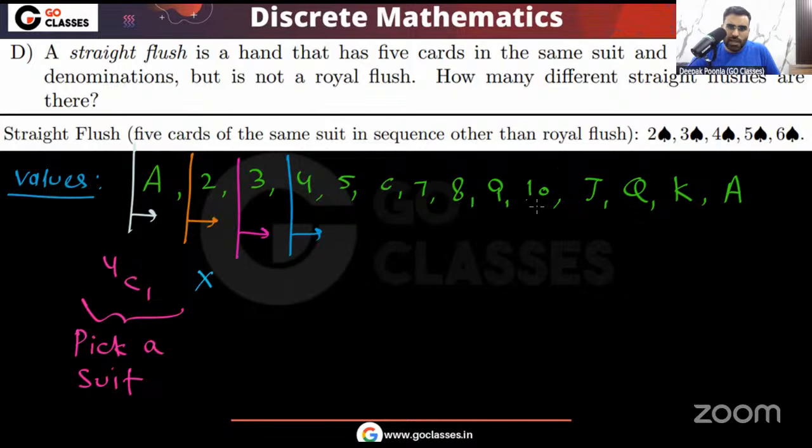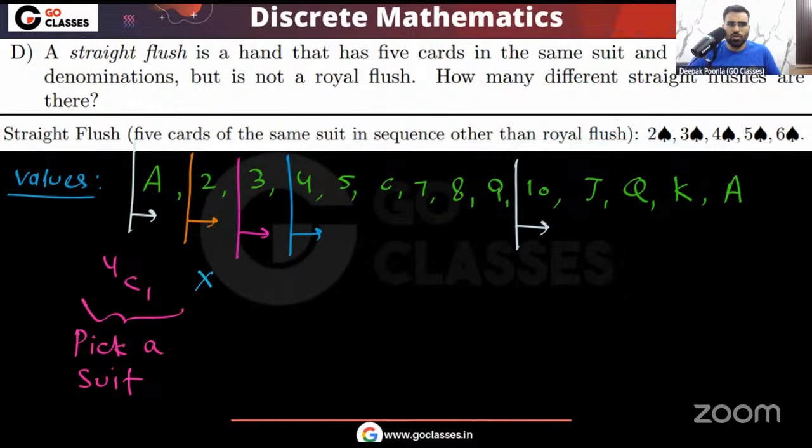At last, I can start from 10 and take these 5 consecutive values. But remember, I cannot start with jack. If I start with jack, I don't have 5 cards. So in the worst case, I can start with 10, and I can take these 5 consecutive values, correct?